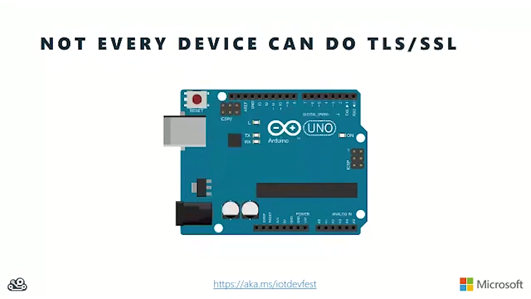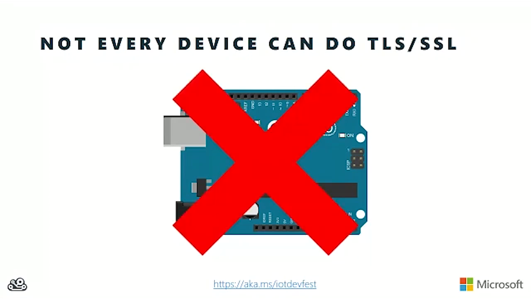The other problem that you have is that not every device has the compute power. Again, let's take the Uno as an example, to do TLS and SSL. So it can't do that secure communication that, if you recall, going back to one of my first slides, Azure IoT Hub requires. Remember, it was AMQPS or MQTTS or HTTPS. We require that TLS or SSL encryption layer on there, and not every one of those smaller, lower-powered microcontrollers can do that.